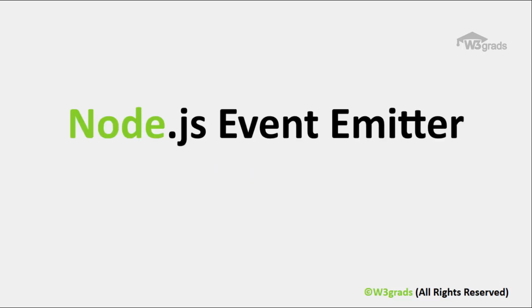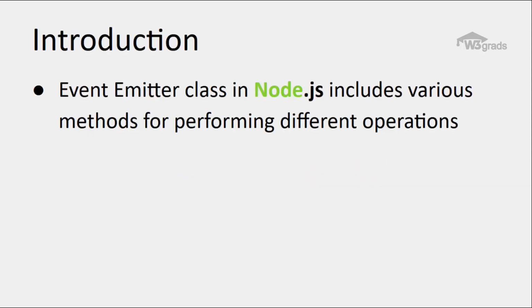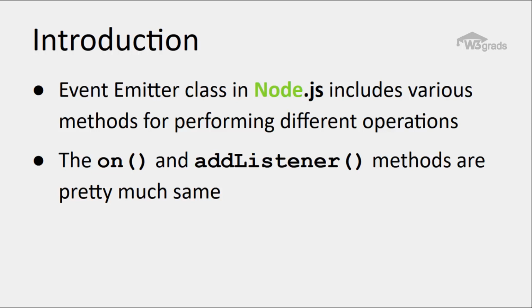This is the second part of the Event Emitter lecture, where I will be telling you about some important methods and events of the Event Emitter class. So, let's get started. The Event Emitter class in Node.js has various methods for performing different operations. In the previous lecture, we looked at the on method, the addListener method, and the emit method. Also, we know that the on method and the addListener method are pretty much similar. So, let's go ahead and look at a few more important methods and events.